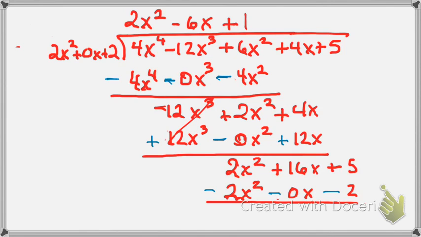Okay, so they were all plus, now they're all minus. I subtract, and I get what? 16x plus 3, these go away, and that is my, what do we call that? The remainder. That is our remainder.